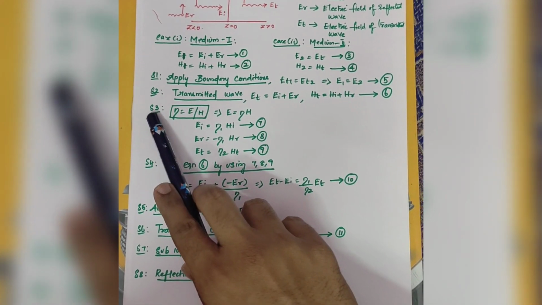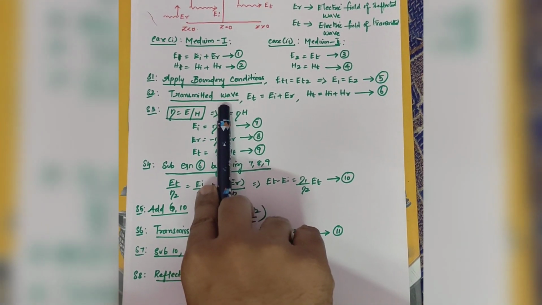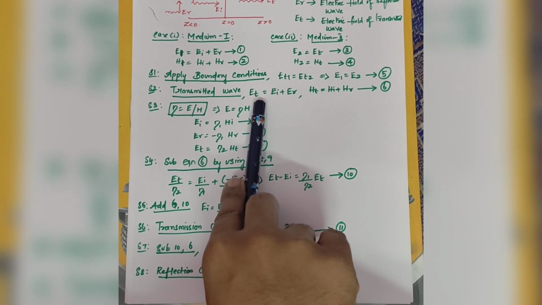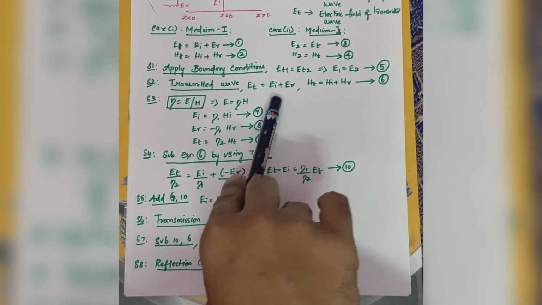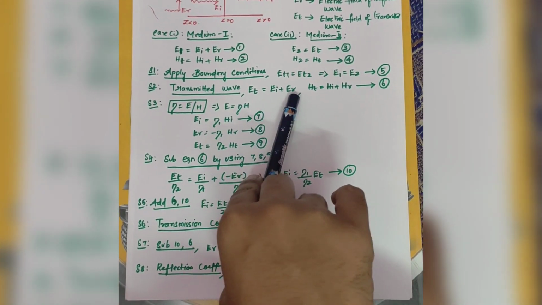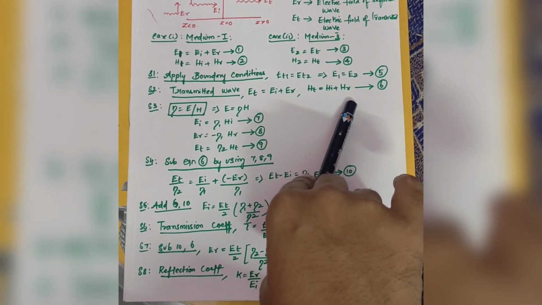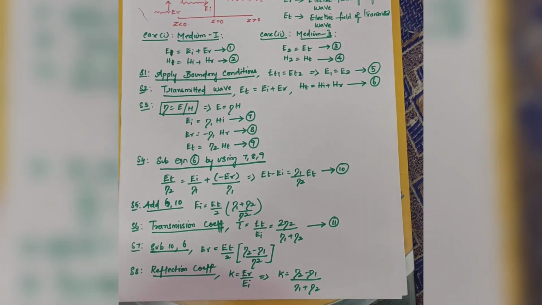Now, next, step number 2. I already said step number 1, and this is step number 2. Direct focus on only the transmitted wave. The transmitted wave is nothing but the combination of the incident wave plus the reflected wave. ET is equal to EI plus ER. Similarly, when you write for the electric field, parallelly write for the magnetic field. Instead of ET, write HT. HT equals HI plus HR. Equation number 6.